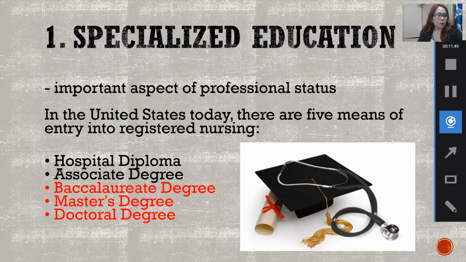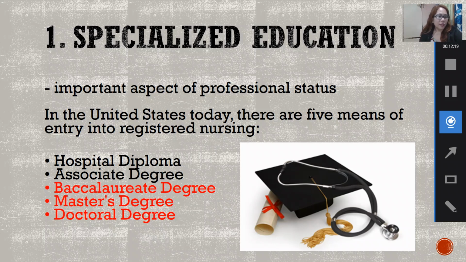Okay, so number 1, specialized education. So, na-mention natin kanina, di ba? Profession. Yung profession, kailangan mag-undergo siya ng specialized education. So, it is an important aspect of professional status. Okay, so ito yung very important talaga tong aspect na to. Kasi, dito ka mag-undergo ng training, dito ka made-develop.